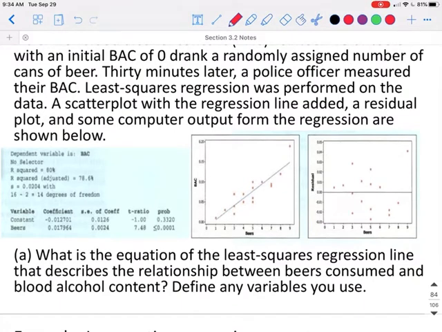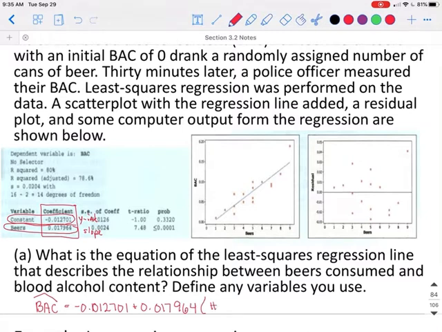And we describe what the variables mean. So we have our coefficients listed. It tells us our constant, or our y-intercept, and it tells us the value with beers, which would be our slope. Now we can write this as y hat equals, or we can define our variables in our equation. So we can say our predicted blood alcohol content is equal to your constant plus your slope times the X variable.